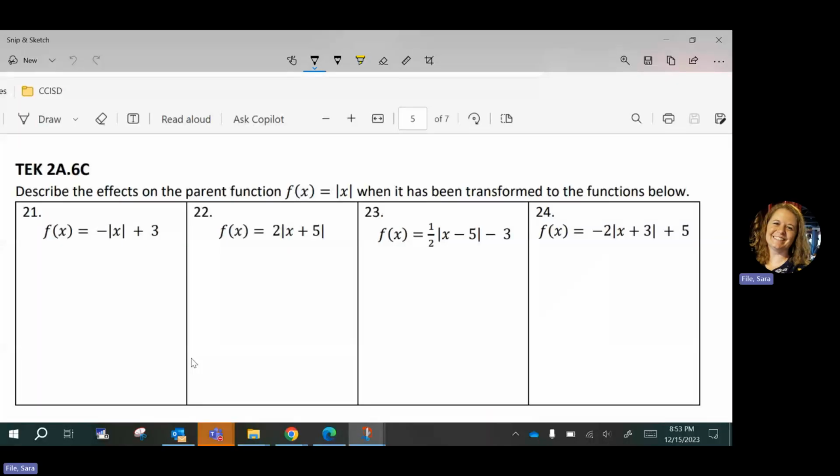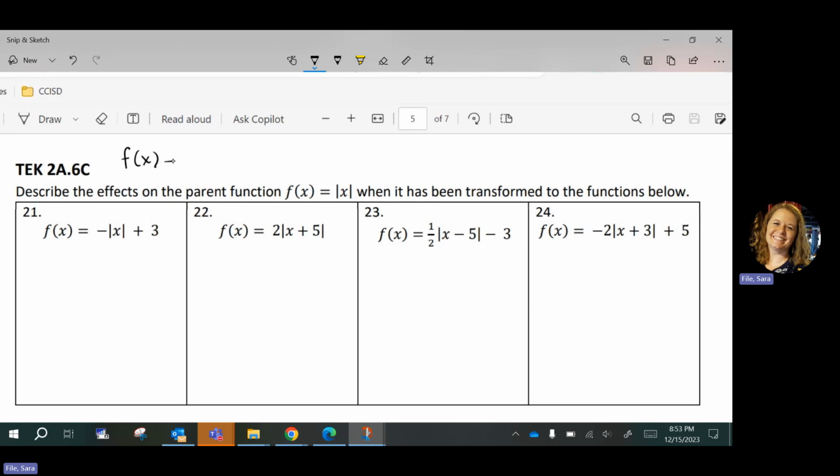21, starting the section on absolute value in this video on our semester review. So it says, describe the effects of the parent function when it has been transformed to the function below. So a couple of things we have to recall. We have to remember our transformation rules.